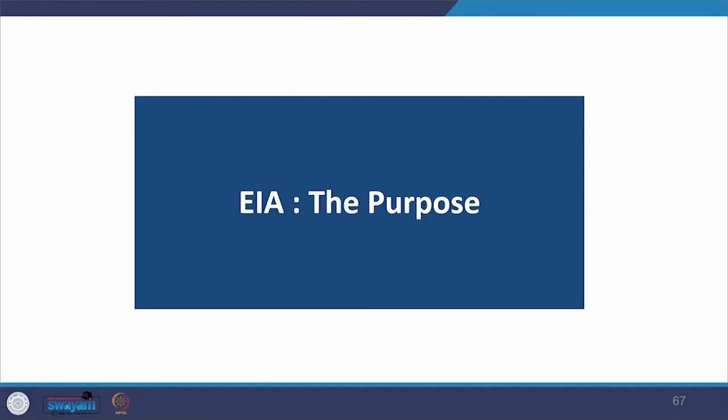Coming to the last segment of our session, now we'll look at the purpose of environmental impact assessment. So the process and the output help in decision making. The main purpose is to arrive at an informed decision in a systematic manner. So when you're preparing an EIA report, the key purpose is to allow the decision maker to really arrive at an informed and systematic decision.